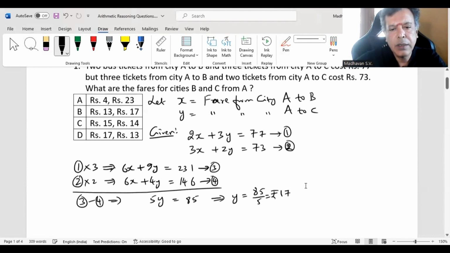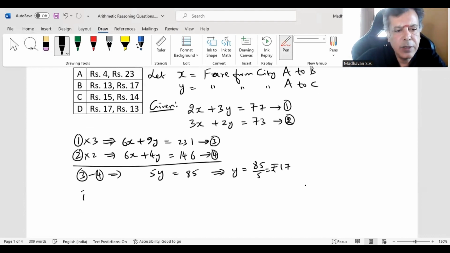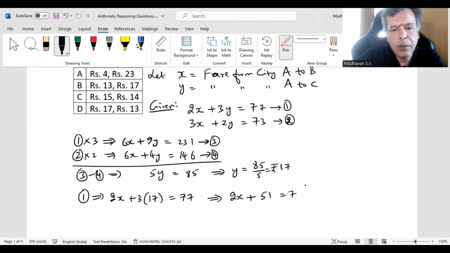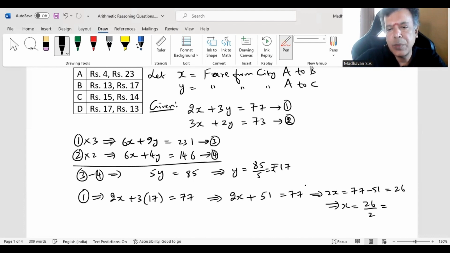Now that we got the y value, let us find out the x value. Let us choose the first equation. 2x plus 3 times 17 is equal to 77, which means 2x plus 3 sevens are 21, 51 equal to 77, which means 2x equal to 77 minus 51, which we will get 26, or x is equal to 26 by 2, which means it is rupees 13. So therefore, the right choice is option B.